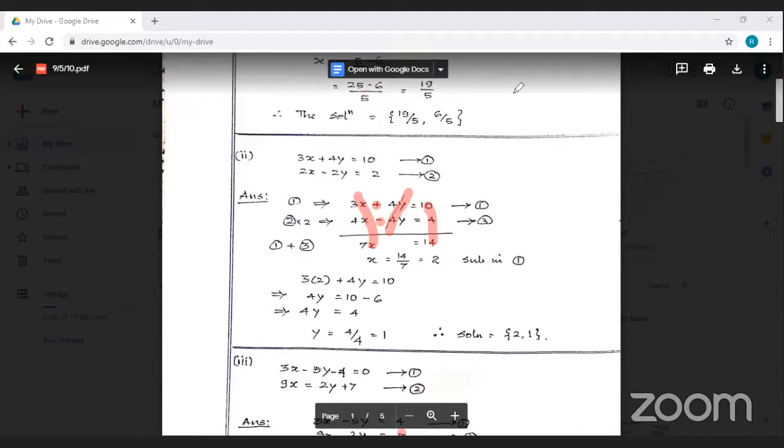Then x is equal to 14 by 7, x is equal to 2. Now substitute x equal to 2 in equation 1. 3 twos are 6 plus 4y is equal to 10.